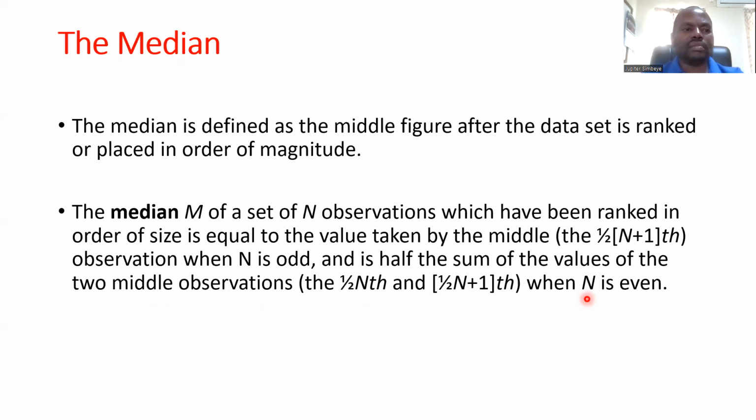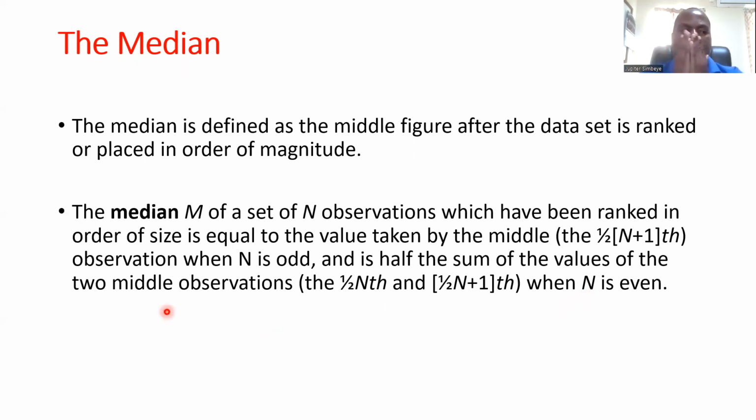Let's look at the median. The median is defined as the middle figure after the data set is ranked or placed in order of magnitude. You recall for the mode, we just looked at the set of observations as they came. But for this, we need to do something before we identify what the median is. We need to arrange those observations from the lowest to the highest.